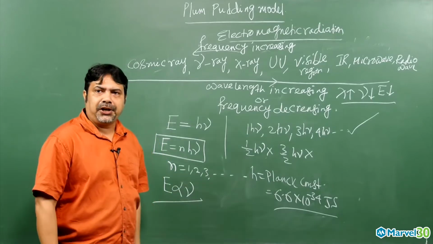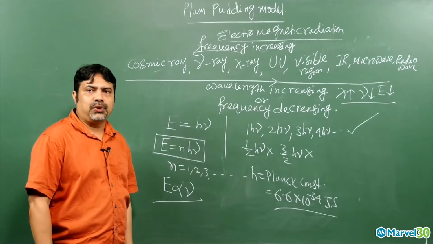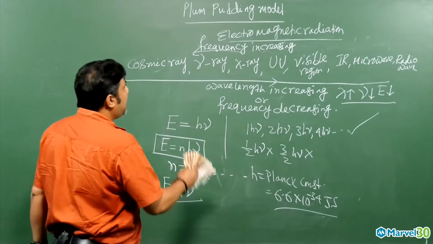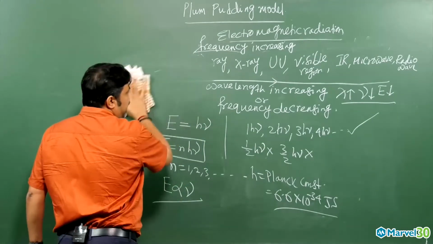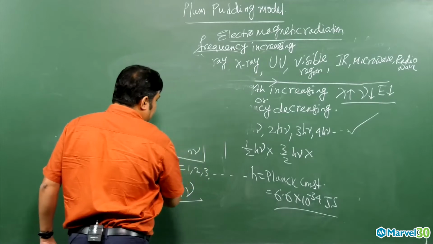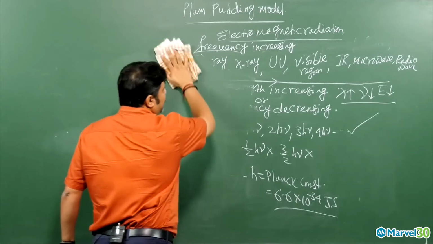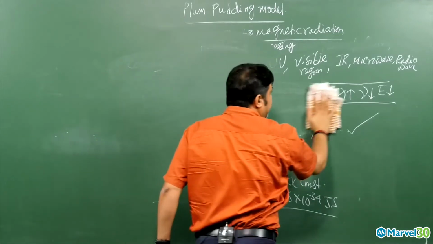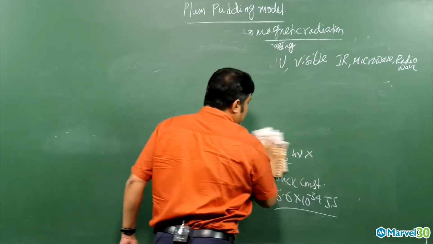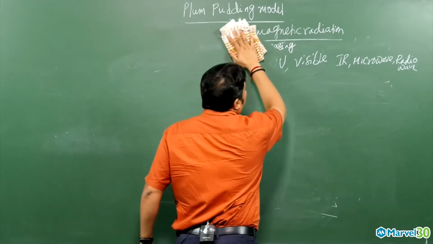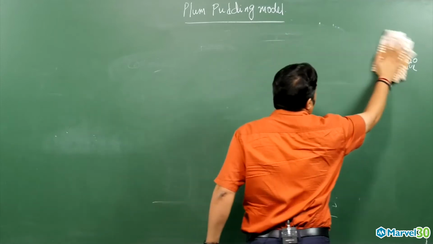One is black body radiation, another one is the photoelectric effect. Because the particle property of electromagnetic radiation is proven by these two phenomena, as well as that energy is a function of frequency or wavelength, not the intensity. That can be proved by black body radiation and the photoelectric effect.